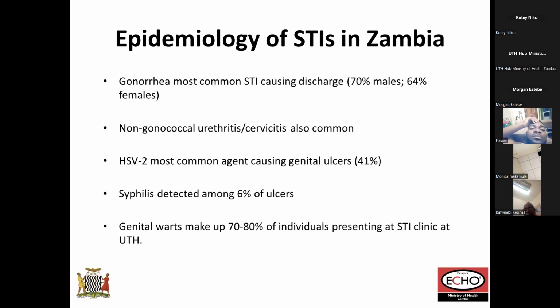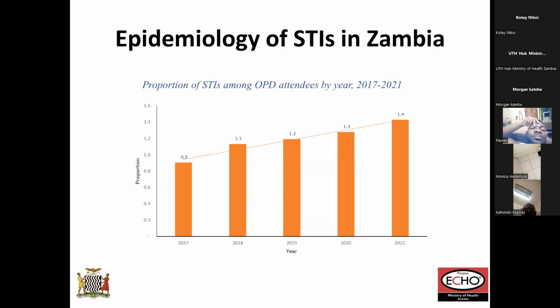Also, within UTH, we observed that about 70 to 80% of individuals presenting with STIs at the skin and STI clinic have genital warts. Next slide. So the epidemiology of STIs in Zambia. This is the proportion of STIs among OPD attendees over a 4-year period, 5-year. Yeah, so it shows that there is a gradual increase in the proportion of STIs among individuals attending OPD clinics countrywide.